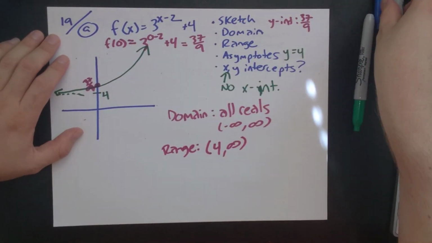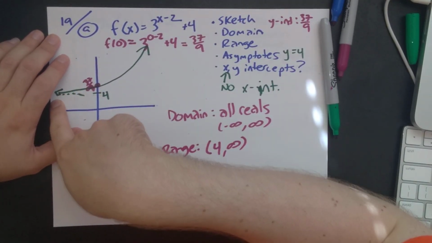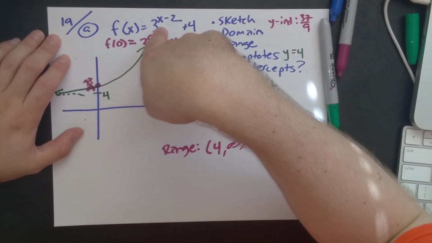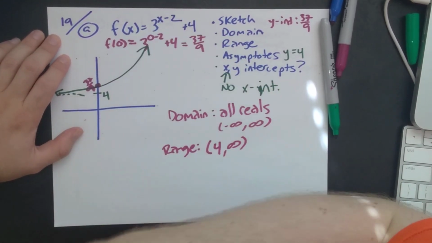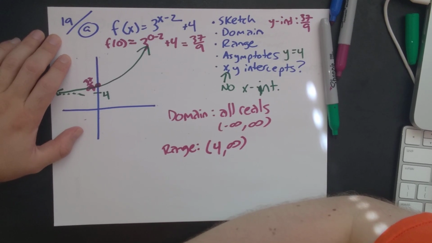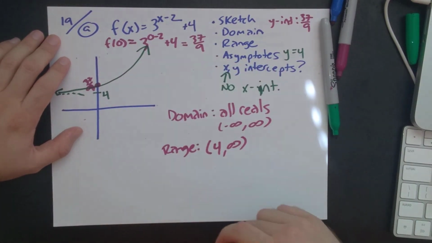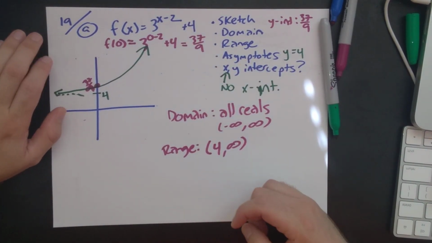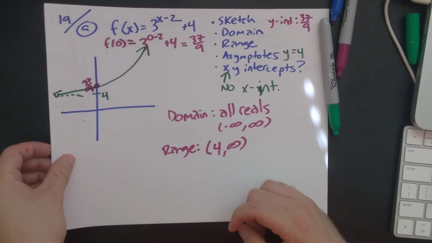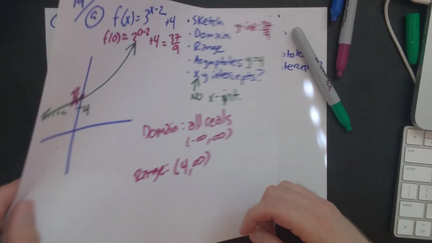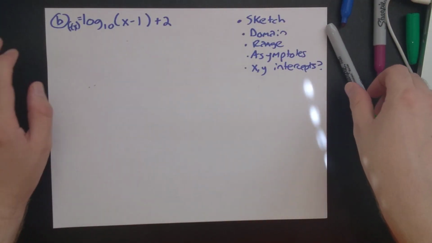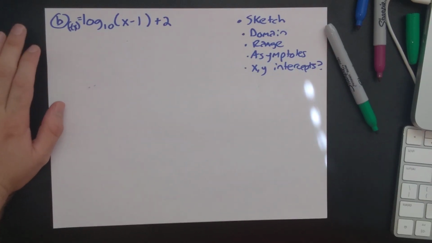So we never get to 4. No matter how negative x gets, 3 to the x minus 2 is going to be positive. It's going to be very, very close to 0, perhaps, but it's going to be strictly positive. So a little bit bigger than 4. So range is all numbers that are bigger than 4. Okay, so that was an exponential function. Let's now do a log function here.